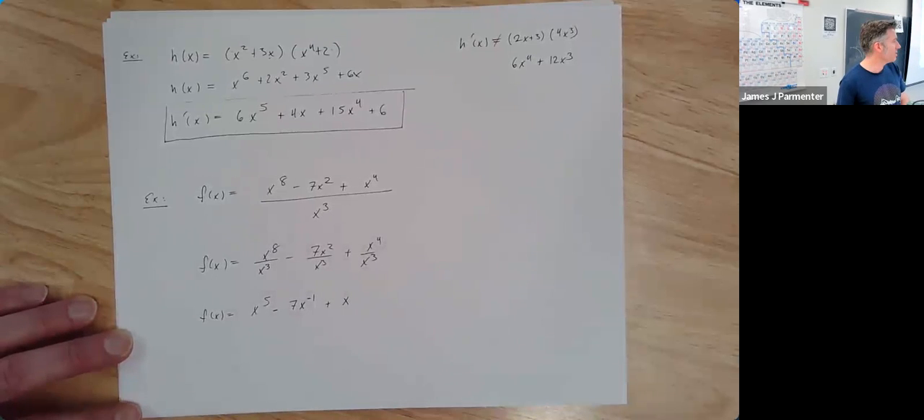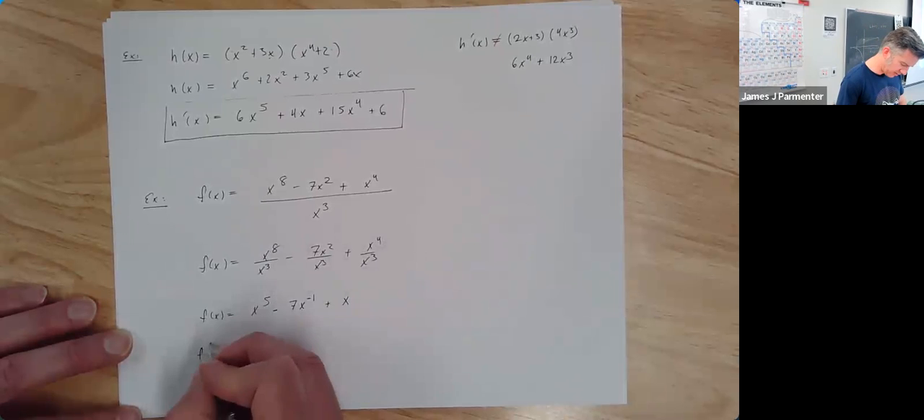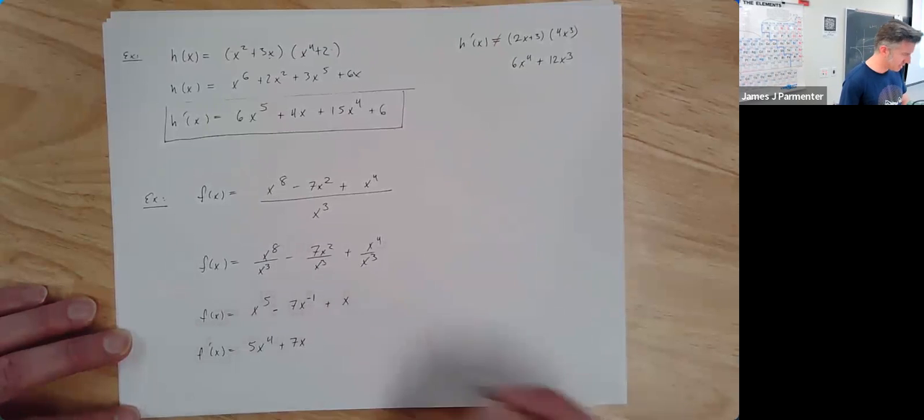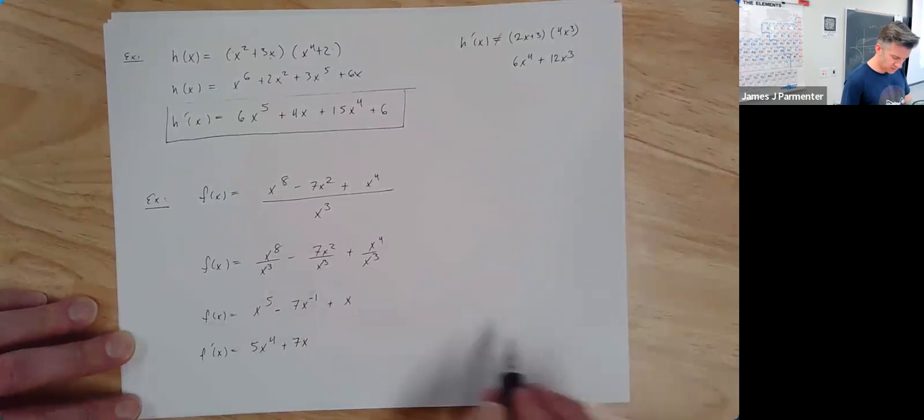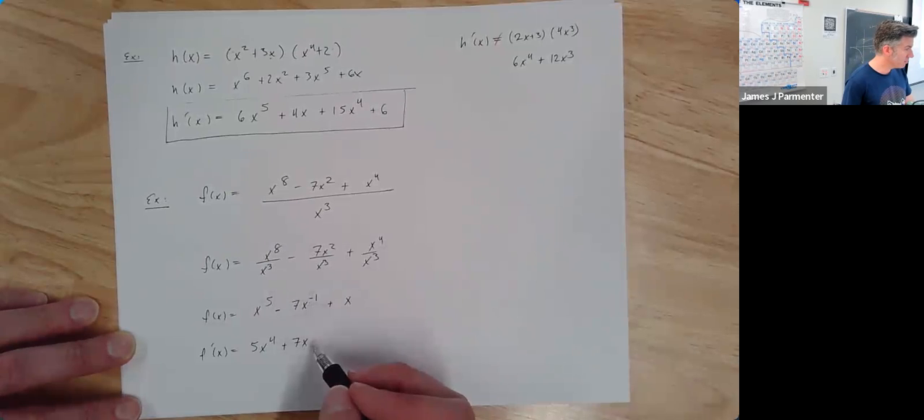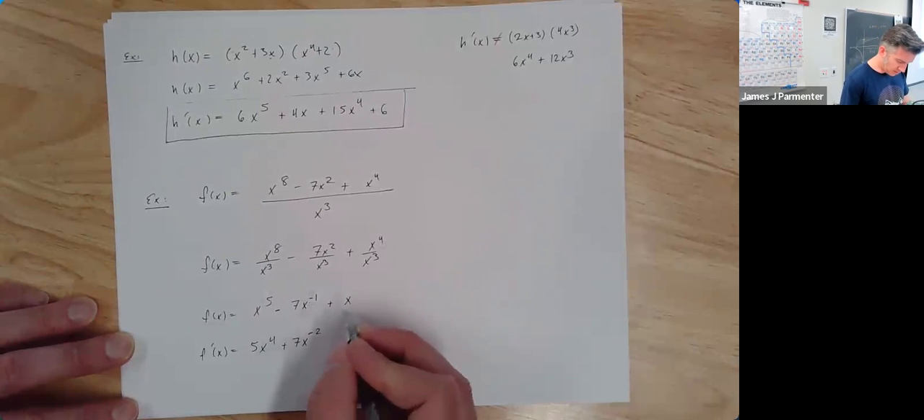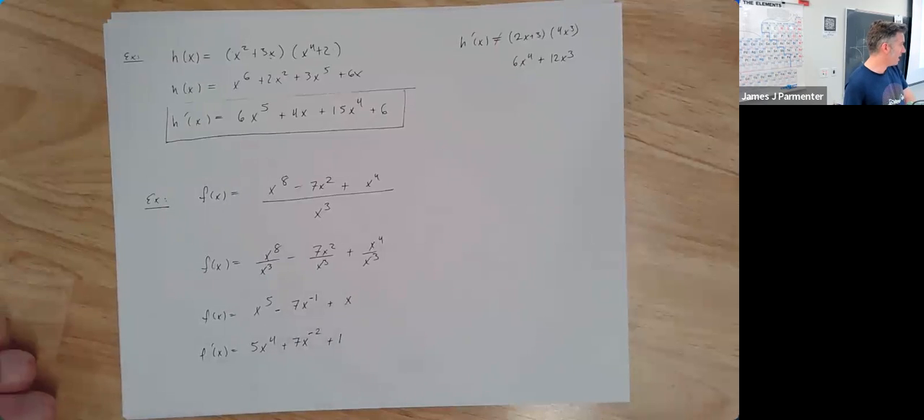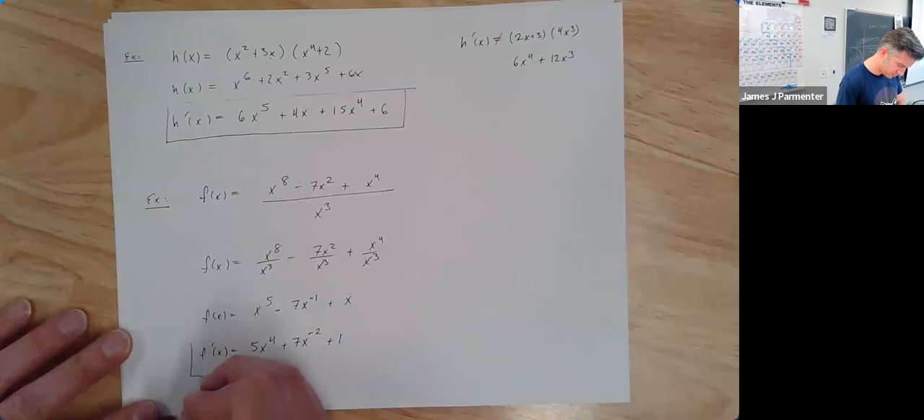And now we can just use the power rule. My derivative is going to be 5x to the fourth plus 7 times x to the, what's my new power going to be here? Right, negative 1 minus 1 is negative 2. And the derivative of x is just 1. Right, y equals x has a slope of just 1.